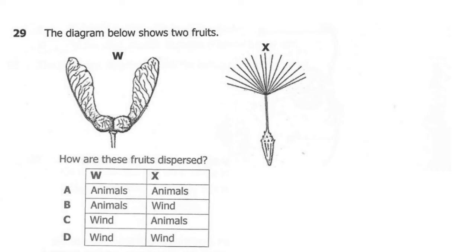Question 29. The diagram below shows two fruits. How are these fruits dispersed? A, W animals, X animals. B, W animals, X wind. C, W wind, X animals. D, W wind, X wind. What's the correct answer? Is it A, B, C, or D?